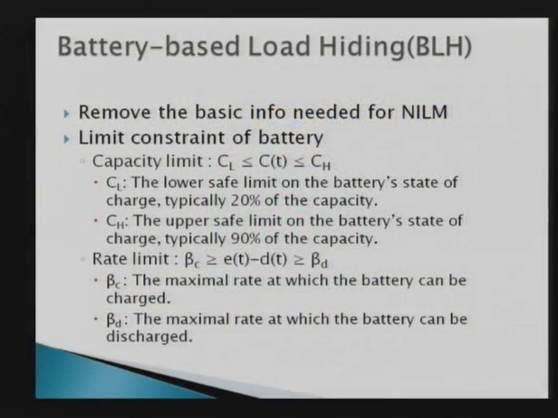In our settings, there's a capacity limit of the battery, so the battery cannot always be charged to full. The upper bound safe limit of the battery state is 90%, and the lower bound is 20%. Also there is a limit on the charge or discharge rate of the battery. We call them beta C and beta D, and we assume these two numbers are the same. So now the problem becomes that we have such a limited battery and we have the load profile. What can we do with such things?